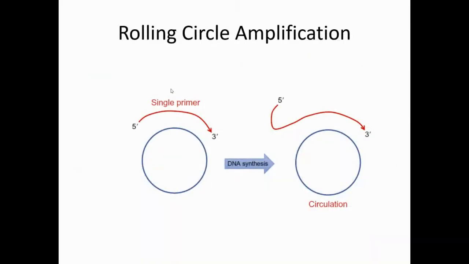And rolling circle amplification uses a strand-displacing DNA polymerase to continuously amplify a circular DNA template at a constant low temperature, producing a long DNA molecule with tandem repeats of the circular template. So that's RCA, rolling circle amplification.